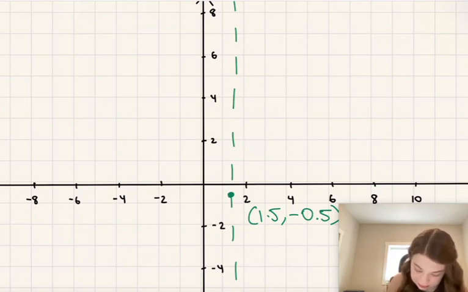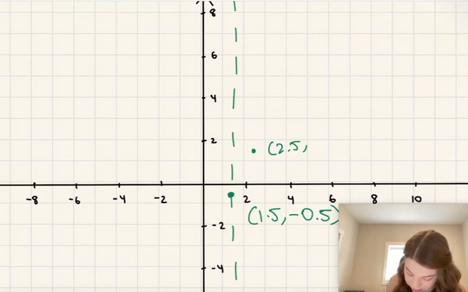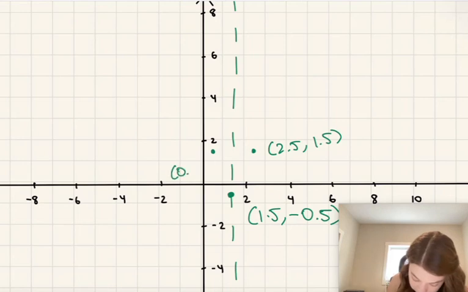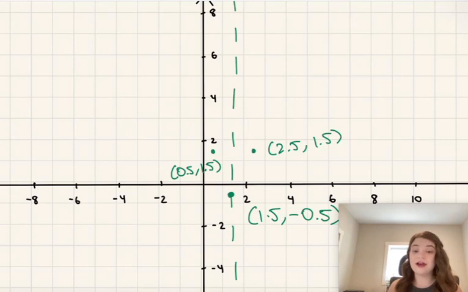2.5, 1.5, because we went up 2 from negative 0.5. And then, of course, this one must be symmetrical. So that's going to be 0.5, 1.5. And generally with a quadratic, I like to do at least 5 points. So I'm going to do 2 more for the next one over.